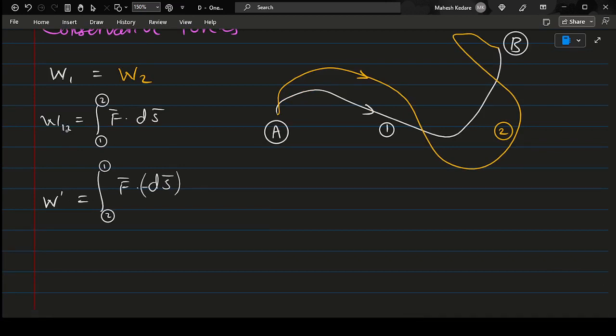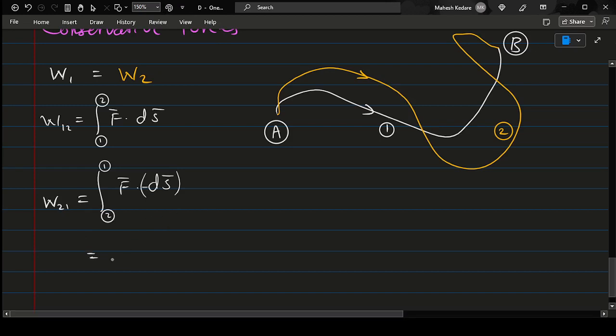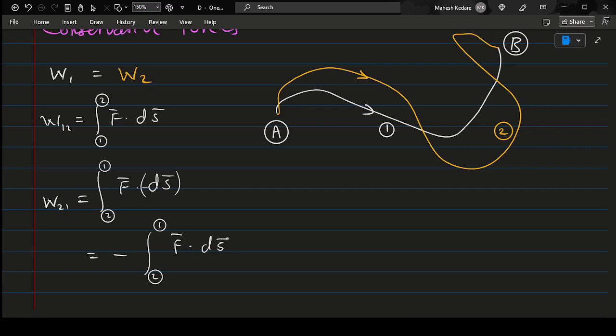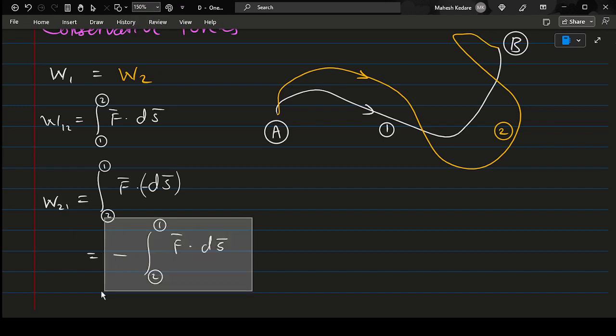We denote the work done in going from position 1 to position 2 as W12, and the work done in the second case, where we move in the reverse direction from position 2 to position 1, we denote as W21. So, we take the negative sign outside and we get the integral from 2 to 1 of a bar dot ds bar. Sorry, one minor mistake made here.